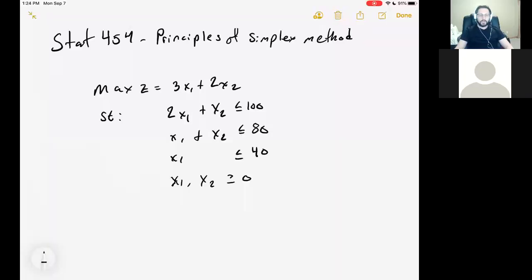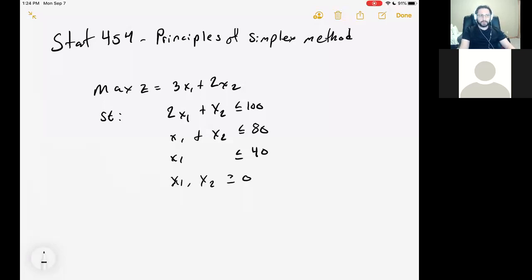This video covers Stat 454 Addendum, Principles of the Simplex Method. Before we discuss the technical aspects of the Simplex Method, I want to take some time to discuss with you why the Simplex Method actually works.